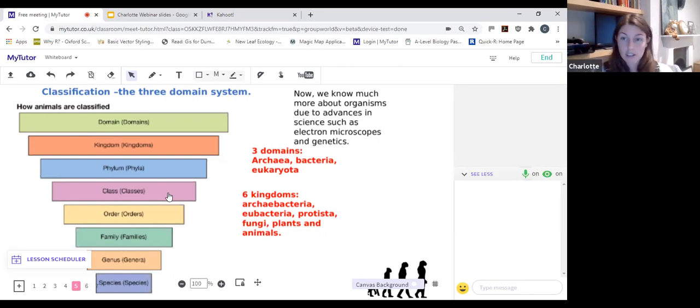Making revision cards is another really good one. So simplifying your material down, and as well as revision cards, which can include facts on them, you can do cards with questions on them and then the answers on the back, so you can almost test yourself. That's a really good technique.